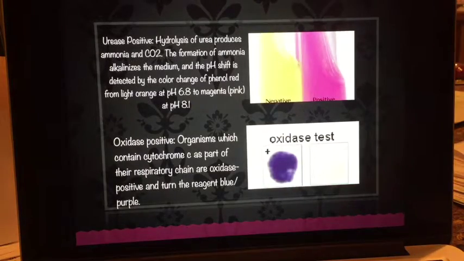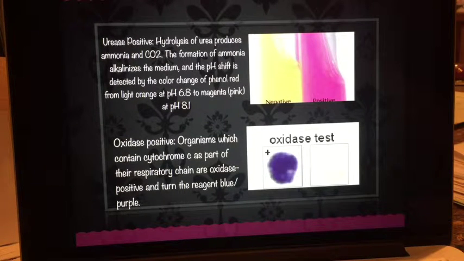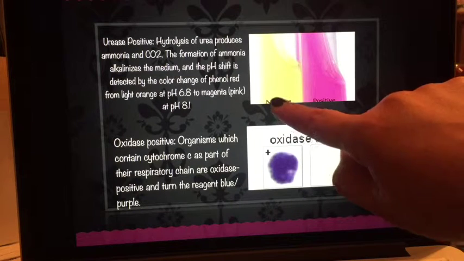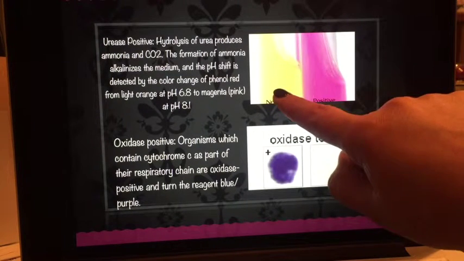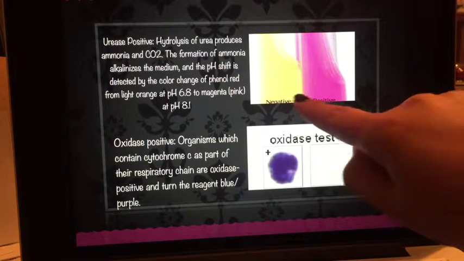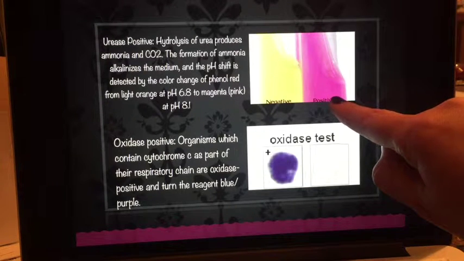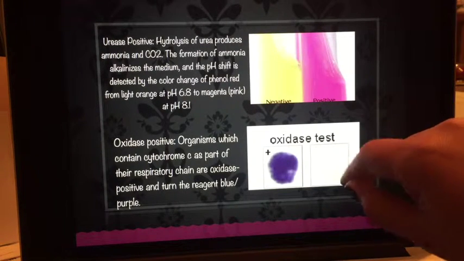So we're going to move on into looking at the chemical reactions that Brucella has. The top one here is the urease positive reaction. Hydrolysis of urea produces ammonia and CO2. The formation of ammonia alkalinizes the medium, and there's a pH shift, which is detected by a color change in phenol red. It goes from this light orange, which looks more yellow here, with a more acidic pH of 6.8, to this magenta pink, which is more of a pH of 8.1. So it went to a more alkaline pH here.